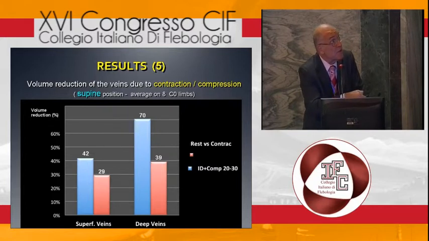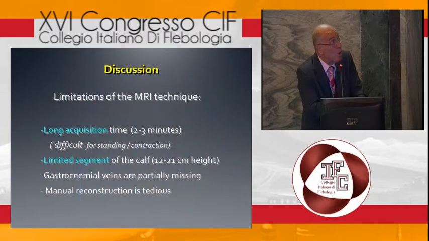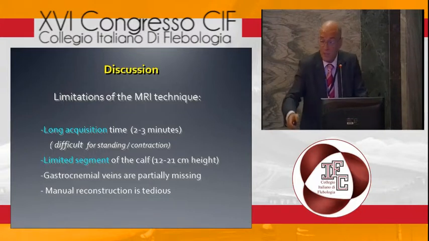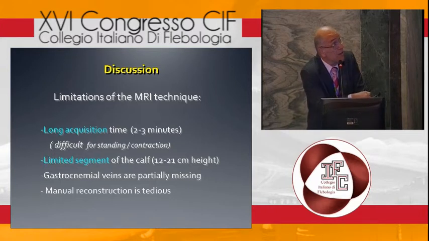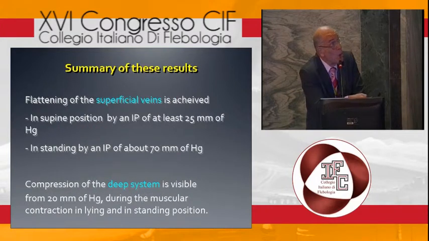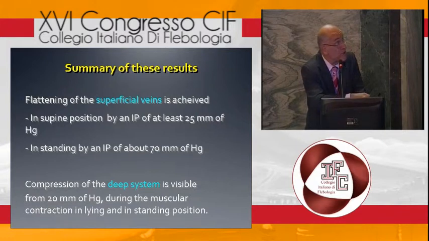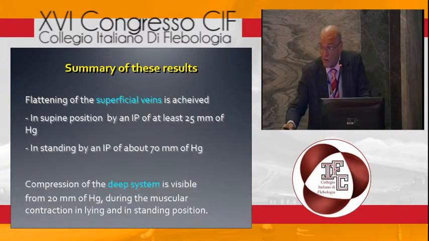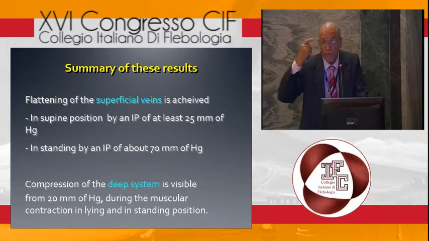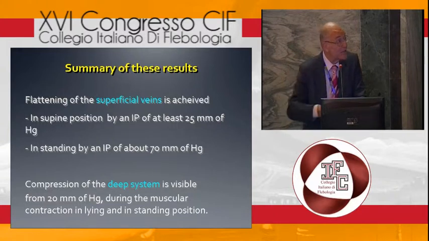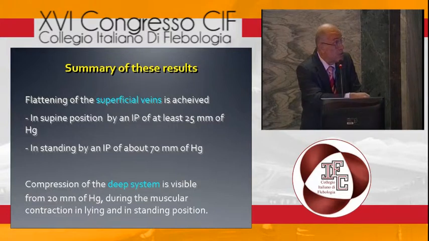Of course, this technique has some limitations. That is a long acquisition time, the limited segment of the calf which is studied. And the summary of this is that you can achieve a flattening of the superficial system with a low pressure in supine, which is about 25 millimeters of mercury, but if you want to achieve this in standing position, you need to apply a very, very high pressure, which we have to keep in mind. 70, it's a lot.